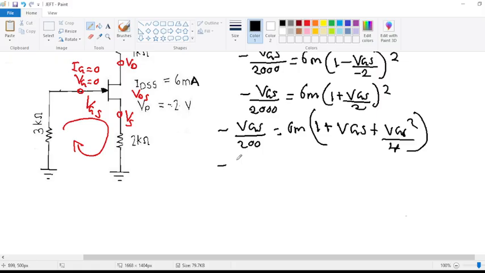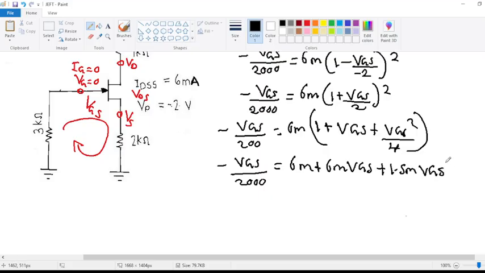We have our negative VGS over 2000, which is equal to the 6 milli multiplied by everything in the bracket. 6 milli times 1, we have 6 milli. 6 milli times positive VGS, we have plus 6 milli VGS, plus 6 milli times 6 milli times VGS squared over 4. So just divide, that is 6 milli divided by 4. So 6 milli divided by 4, we're going to have 1.5 milli VGS squared.